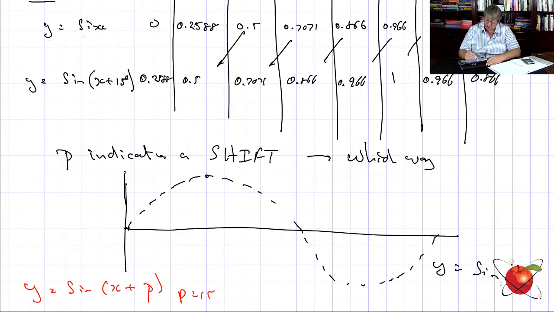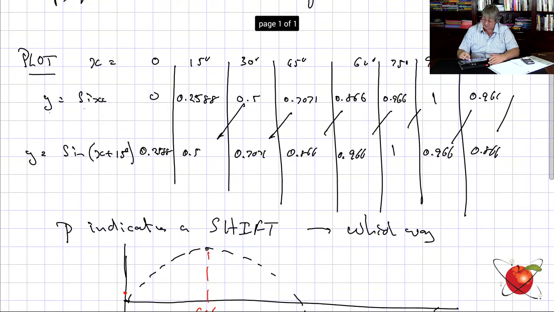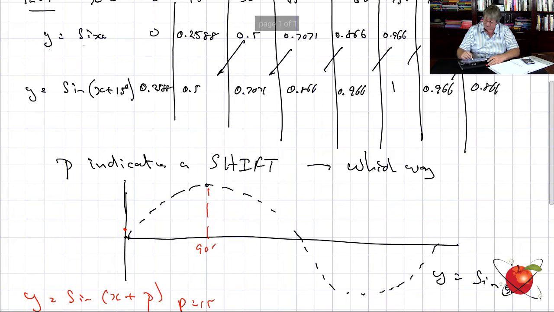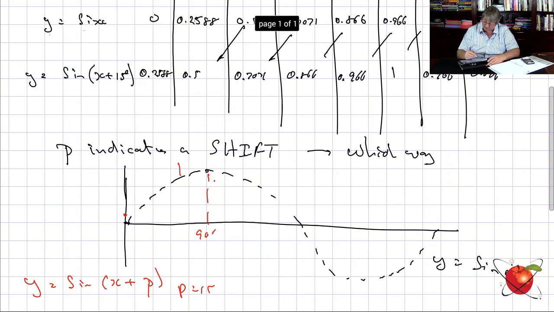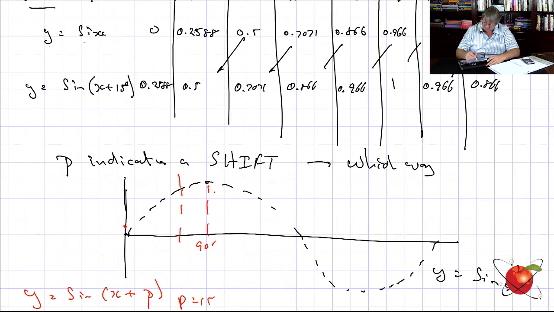We added 15. Can you see what has happened here? At 0, it's 0.25. And this was my old 90 degrees. So at 90 degrees now, it's 0.966. So what has happened is, where's my peak? Let's find it. It's at 75 degrees, like so. This is going to be at minus 15 over there. So what have we done?